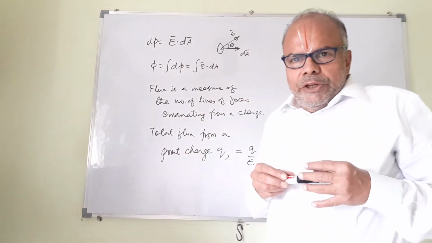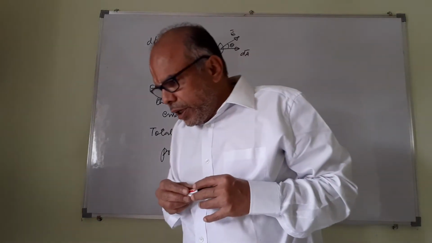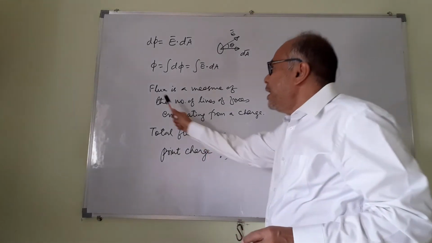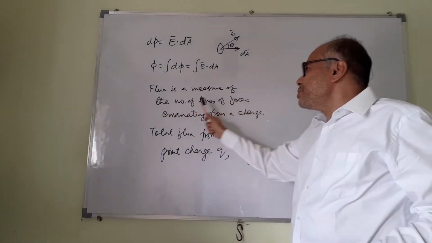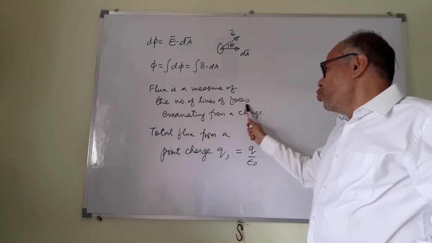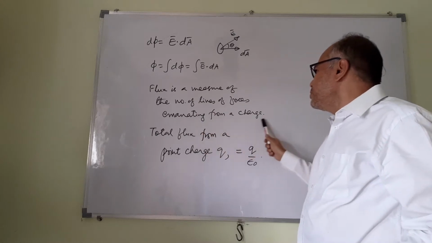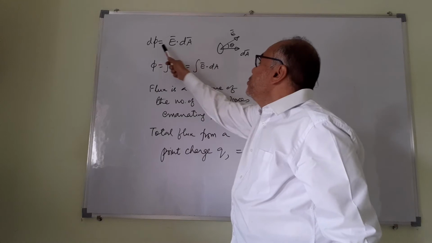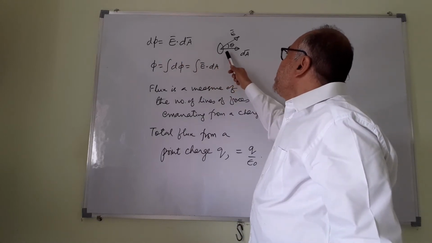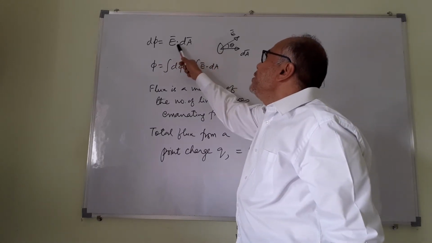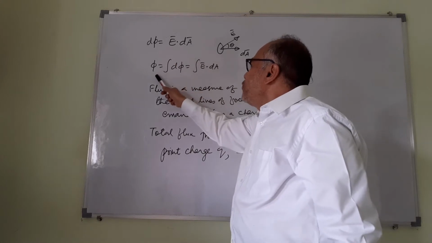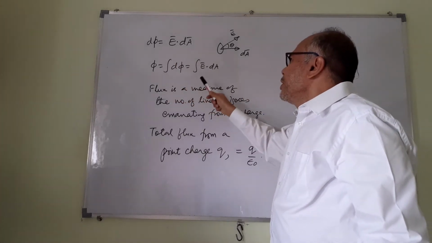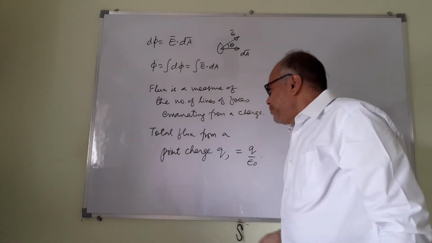In the previous video, that is video number 15, we saw what electric flux was. Electric flux is a measure of the number of lines of force emanating from a charge. We saw that the flux d phi through an infinitesimal area dA is given by E dot dA. The total flux is got by integrating d phi, that is, integral E dot dA.